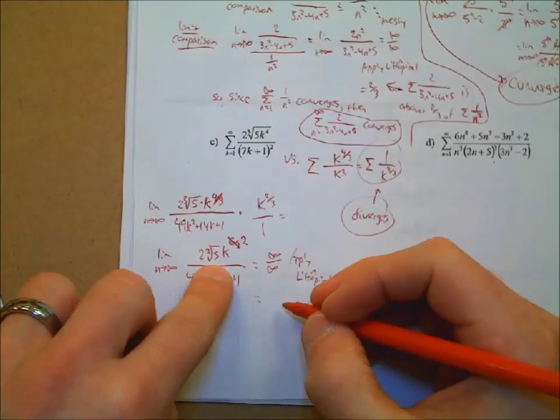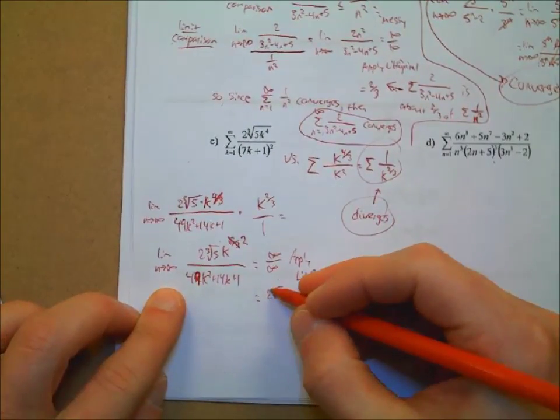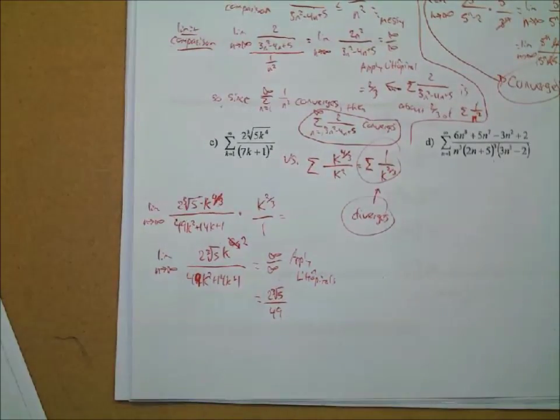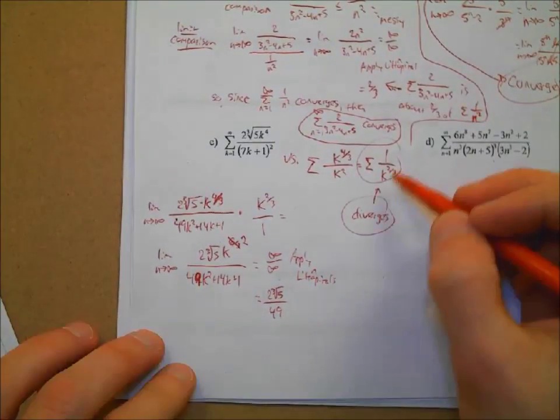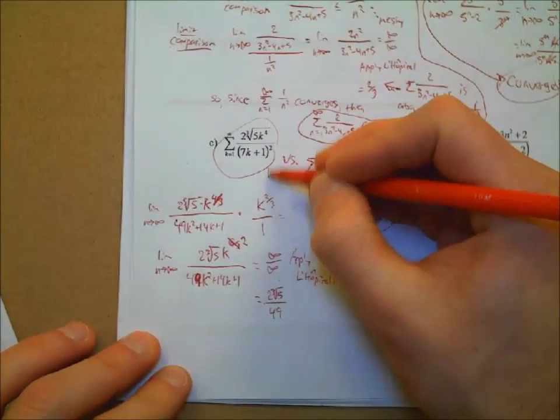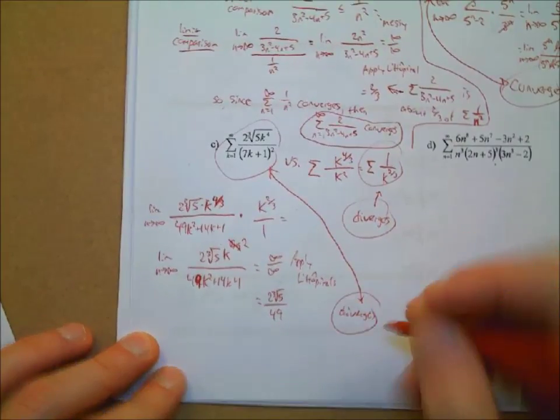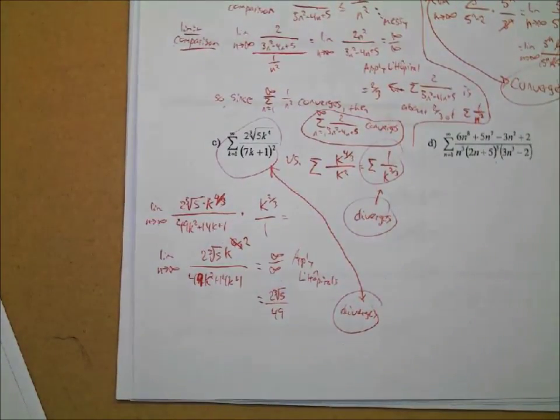2 cube root of 5 over 49, which is finite and positive, right? And so since this diverges, that also will diverge by the limit comparison test. So he takes something that's very complex, rewrites it very simply, and uses our ratios and our limit as n approaches infinity, taking advantage of that property and stuff like that.